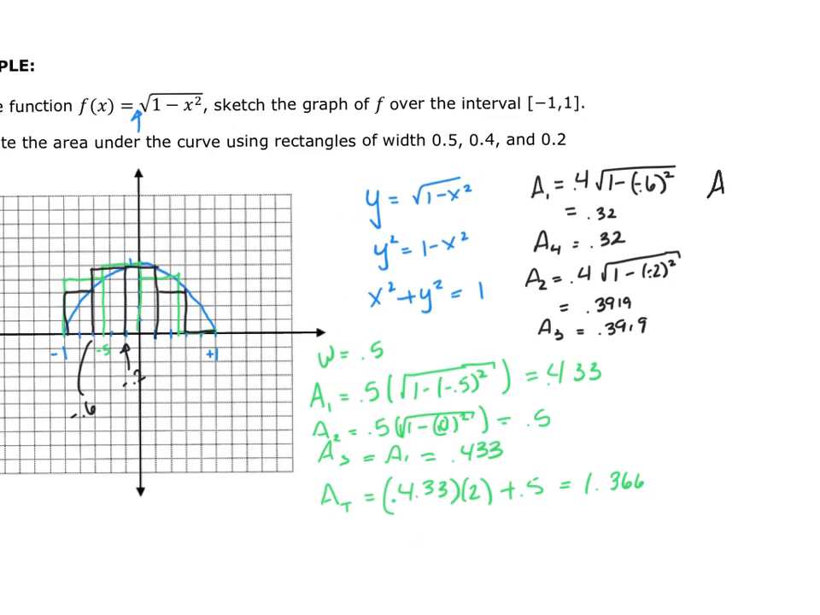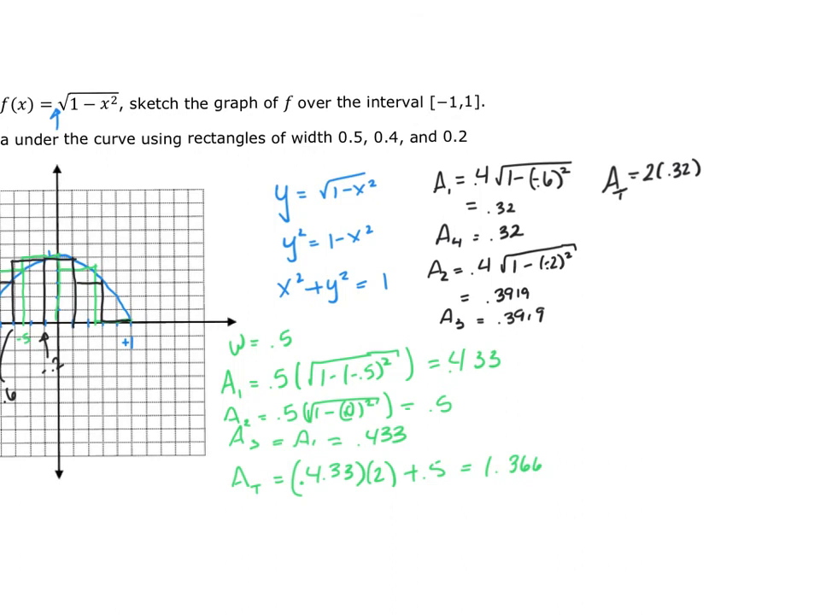And so using 0.4, my area total is going to be 2 multiplied by 0.32 plus 2 multiplied by 0.3919. And I end up with 1.4238 approximately. Now, if I were to do it for the third time, where the cut that I'm using is going to be 0.2, I'm going to find that I'm going to be even closer to the actual value.